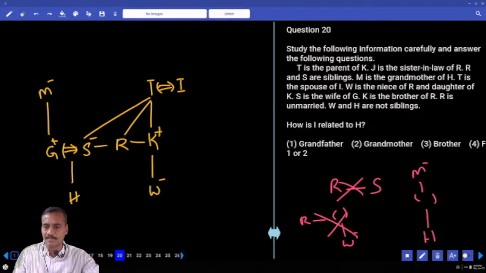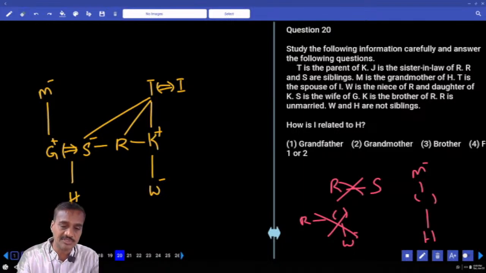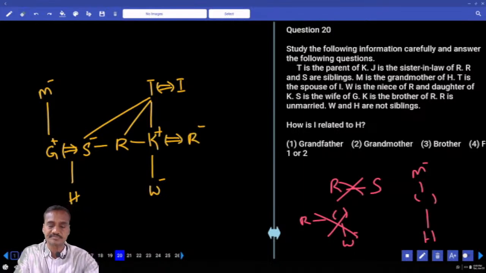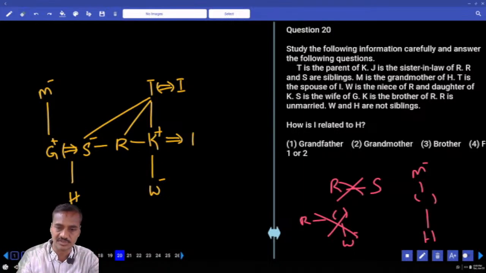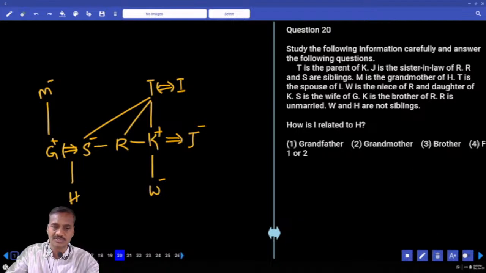Then J. Now J is the sister-in-law of R. That means J must be the wife of K. J is the wife of K. Then how is I related to H? The gender of I is not known. Either grandfather or grandmother, choice fine.